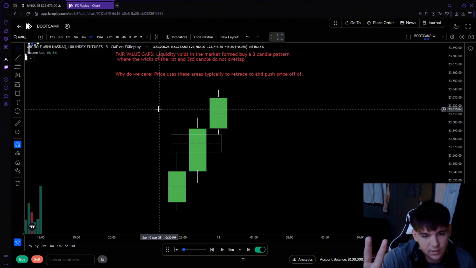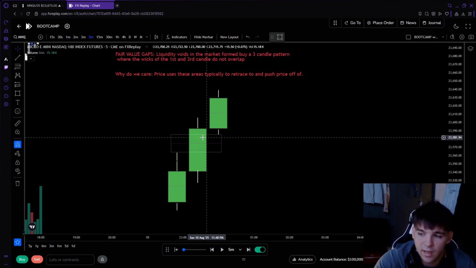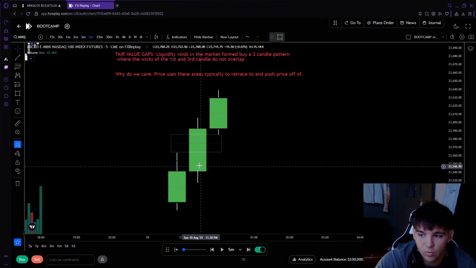So for bullish gaps, it will be the bottom wick of the third candle and the top wick of the first candle. For bearish gaps, it will be the bottom wick of the first candle and the top wick of the third candle. But the second candle, we don't care about these wicks. These wicks can go wherever they want. We care about the body.